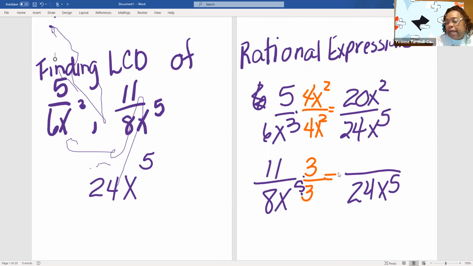So if I needed to add these two expressions, I could, because I now have an LCD. But that is why my LCD is 24 to the 5th. And it also explains why my exponent is going to be 5 instead of 3, because I can work from 3 up to 5, but I can't go from 5 down to 3.